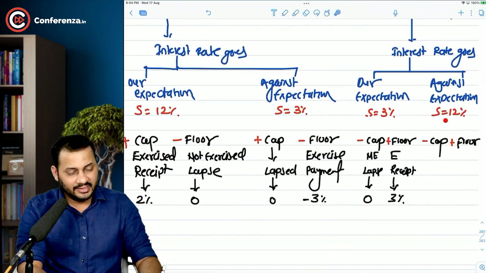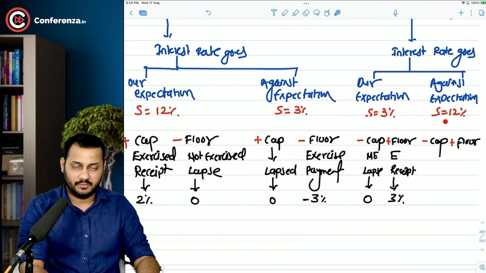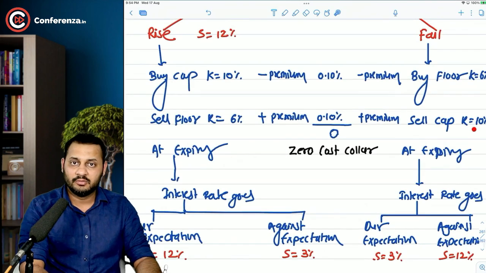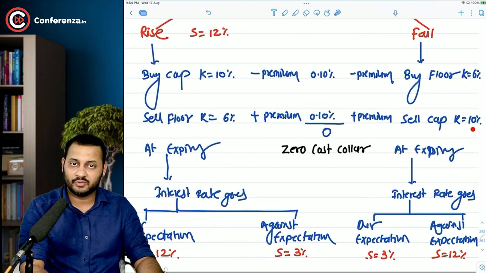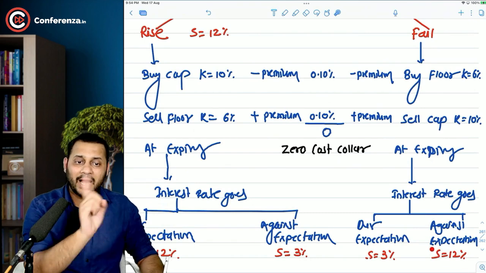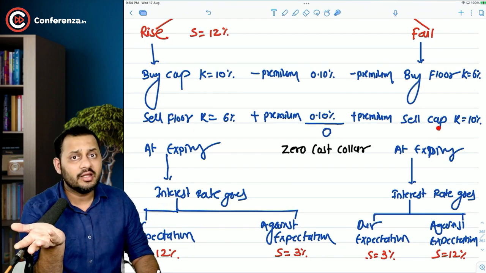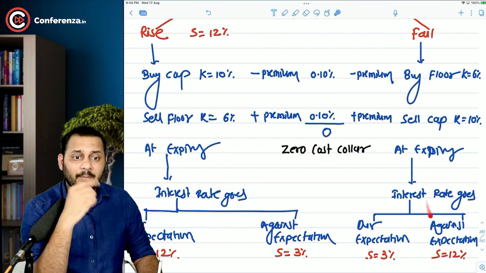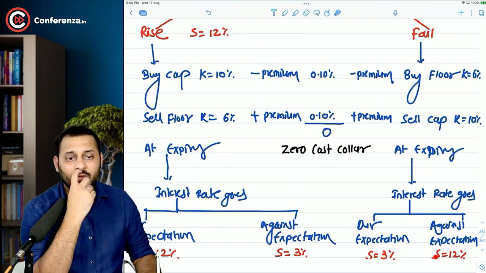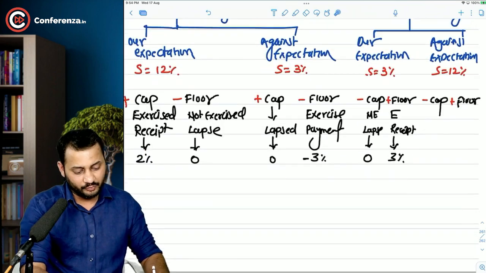If it goes against our expectation, what will happen? I have sold the cap option. The agreed rate was 10% and it has gone beyond 10%. That means the buyer of the cap option, I am the seller, the buyer of the cap option will exercise his right and he will come to me to ask for the difference amount and I will have to make the payment.